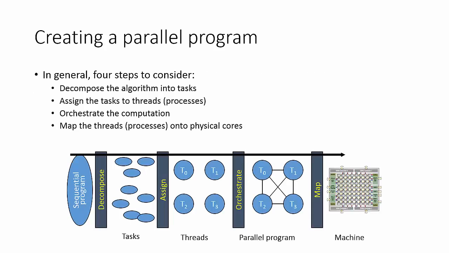So to conclude here, to create a parallel program, we do decomposition into tasks. These tasks are assigned to threads or processes, and then we orchestrate the computation by programming, and then map to physical cores. But the important thing to remember here is that while all of these were important to consider in parallel programming previously, for instance, mapping the threads to physical cores is typically now done automatically by the operating system. We don't really want to think about this.